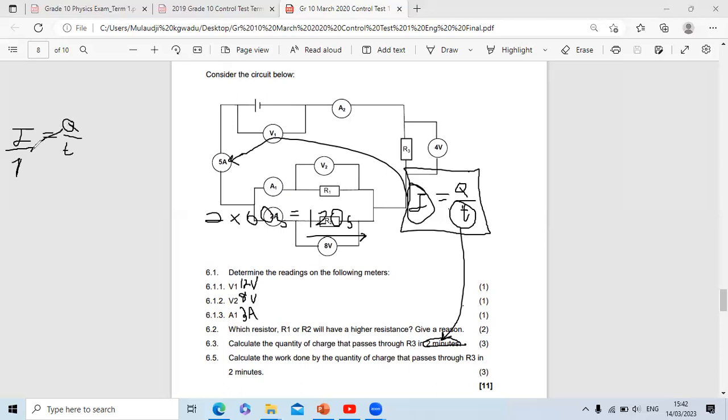So these are gonna cross multiply. This is gonna take that, this is gonna take the 1. Yeah, you cross multiply everything. You're gonna end up with Q is equal to the current multiplied by the time, and then we're gonna end up with Q is equal to 5 amperes multiplied by 120.